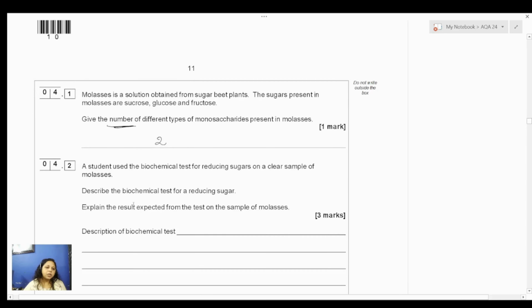A student uses a biochemical test. Let's revise the biochemical test. Which test is used for reducing sugar?